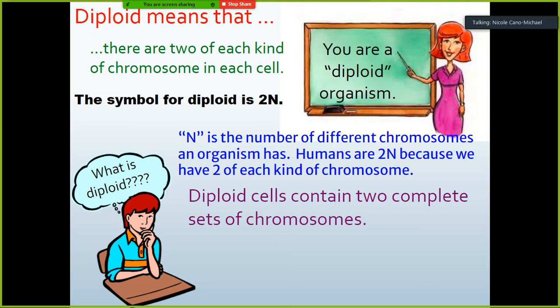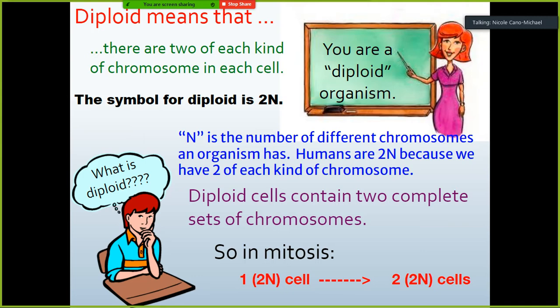Diploid cells contain 2 sets of chromosomes. We already know that. Now, remember, in mitosis, I go from one diploid to 2 diploids. This is why mitosis works for growing. This is why mitosis works for healing. This is why mitosis works for asexual reproduction. I am simply developing more and more of my diploid cells.